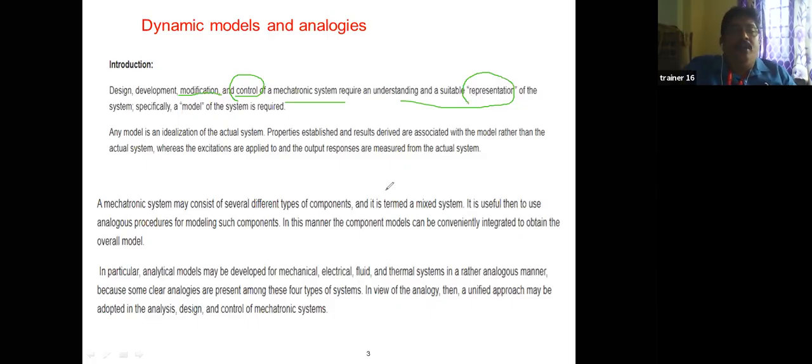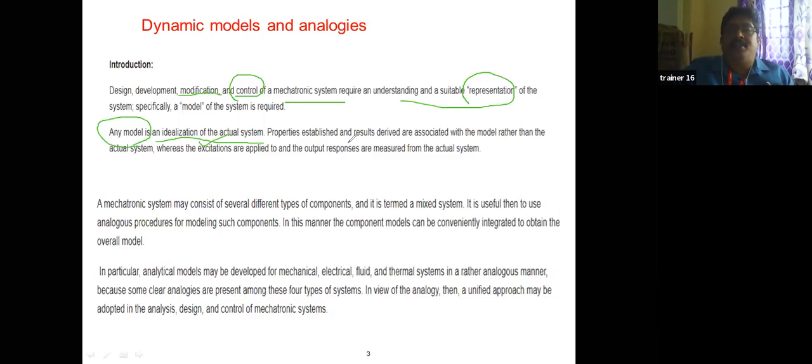This model is an idealization of the actual system. What I said to you, analogies means we have to compare with the actual. Whatever you designed and developed, we have to compare it with the idealization of the actual system. So any model should be compared with the idealization of the actual system.